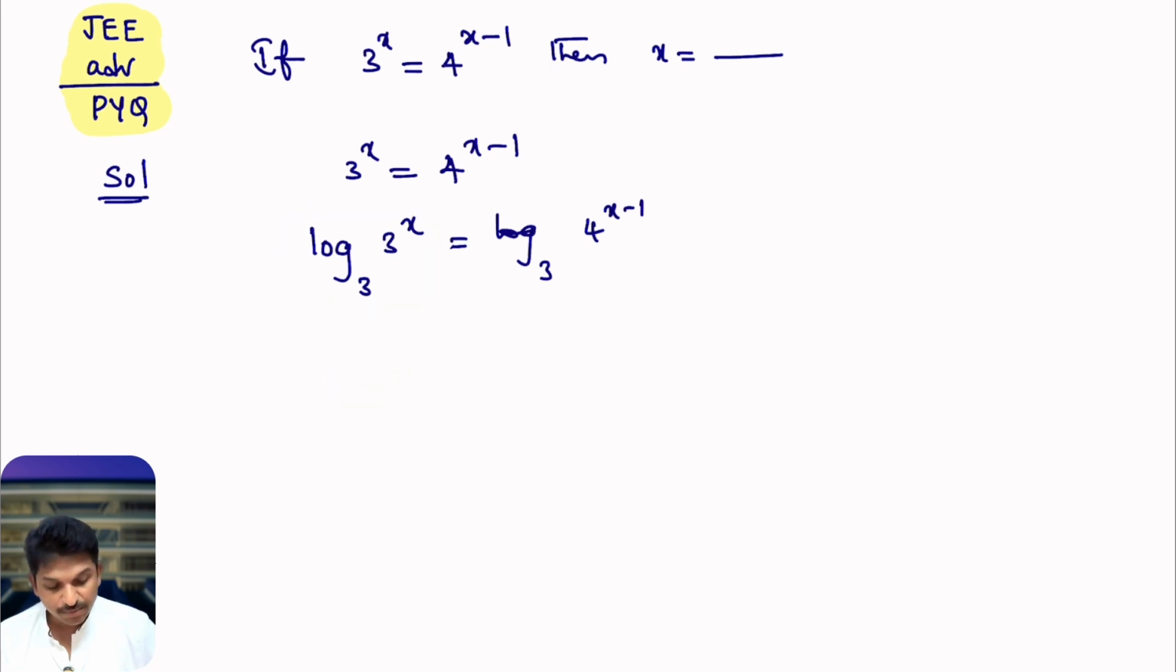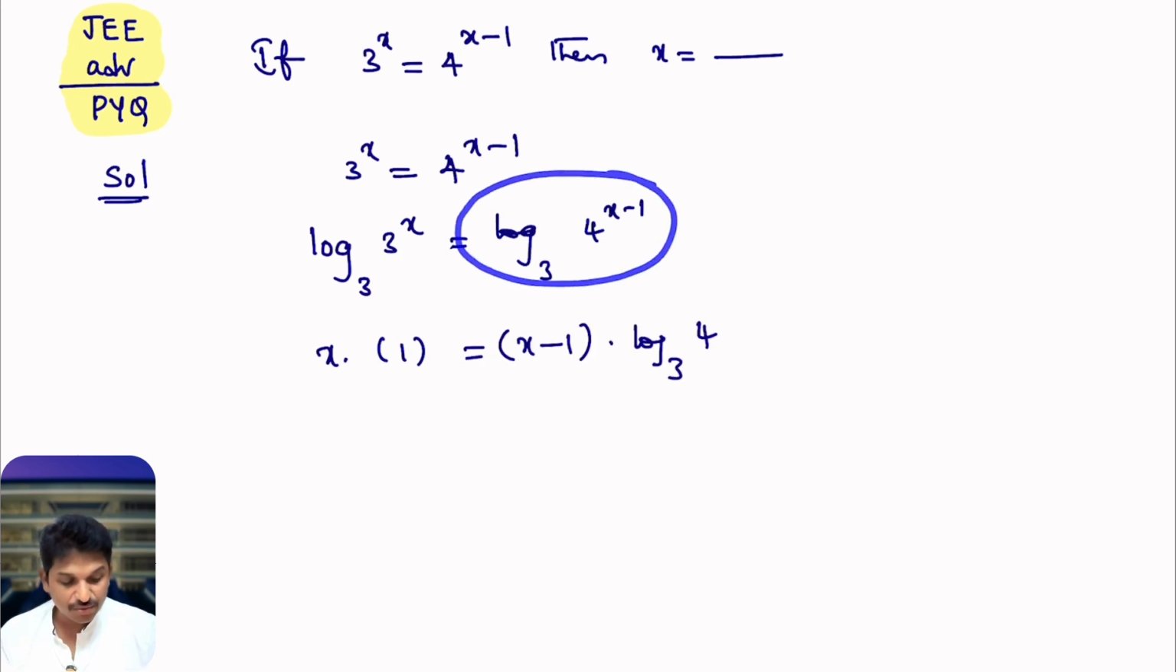Logarithm of a power m, right? This can be written as x into log 3 base 3. Log 3 base 3 value is 1. This is of which form? This is logarithm of a power m base b, that is m into log a base b, right? Now I am trying for the x value.